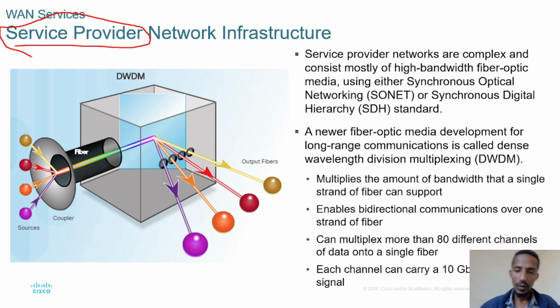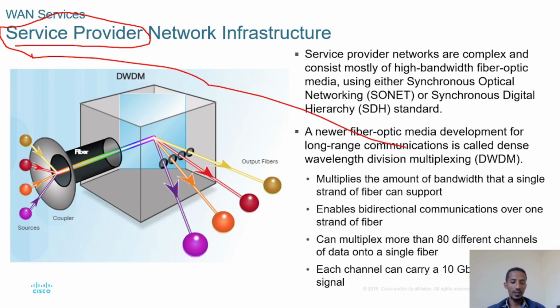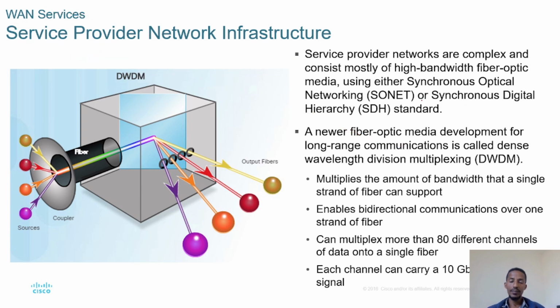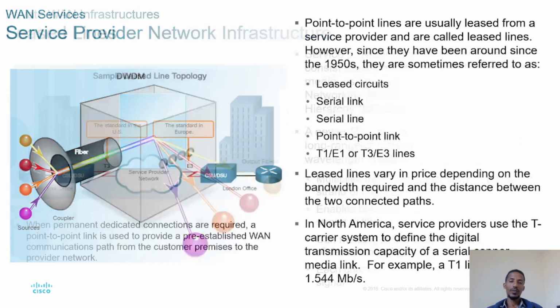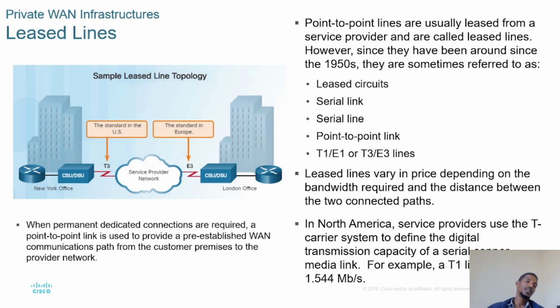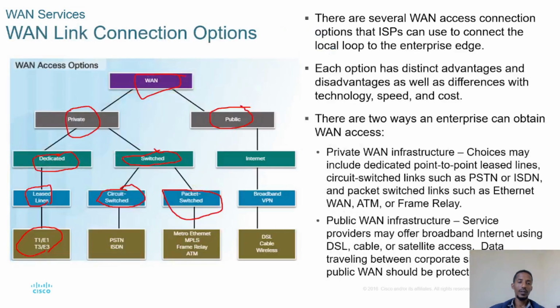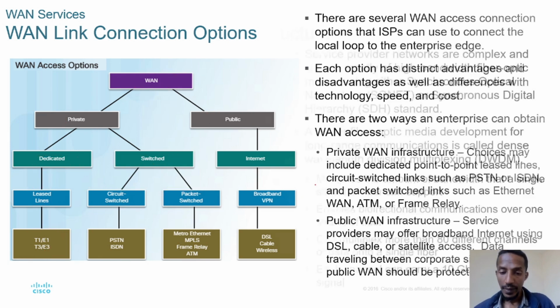So what kind of fiber optics media do service providers use? We call it WDM and the SDH protocol. Now we're going to discuss them one by one. First we're going to discuss the leased line. Then we'll discuss circuit switching networks, then packet switching networks, and then, if time permits, broadband VPN.